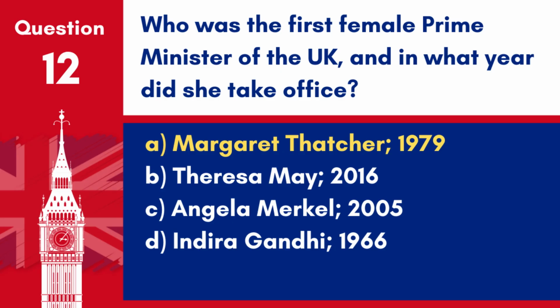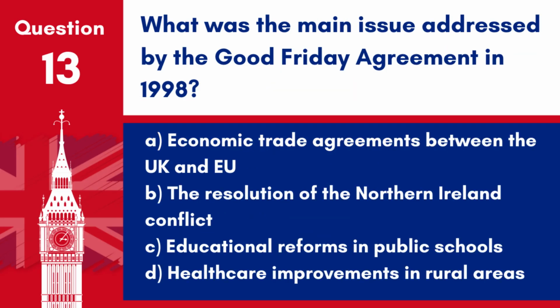Margaret Thatcher became the first female Prime Minister of the United Kingdom in 1979, known for her strong conservative policies and leadership style. Question 13. What was the main issue addressed by the Good Friday Agreement in 1998? A. Economic trade agreements between the UK and EU. B. The resolution of the Northern Ireland conflict. C. Educational reforms in public schools. D. Healthcare improvements in rural areas.